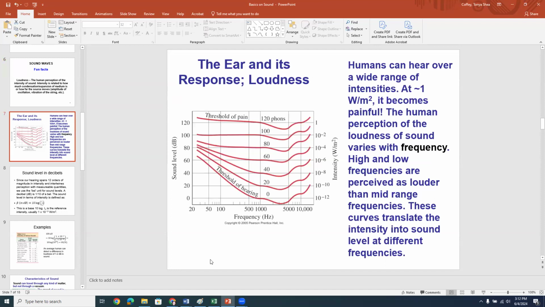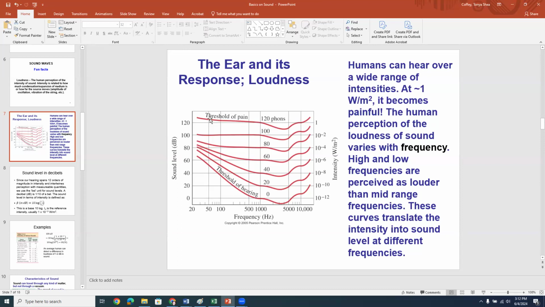So humans actually can hear over a very wide range of intensities. This plot here shows from what we call the threshold of hearing, which hits at around 10 to the minus 12 watts per meter squared for the intensity, and it plots all the way up to 1 watt per meter squared. Now, you can hear intensities louder than 1 watt per meter squared. But at around this level, it's called the threshold of pain. This is where it really starts to hurt. And if it gets louder than that, of course, then you can really start to damage your hearing.